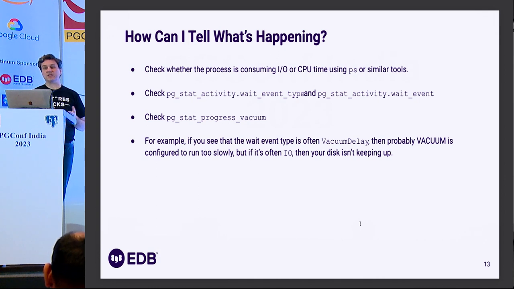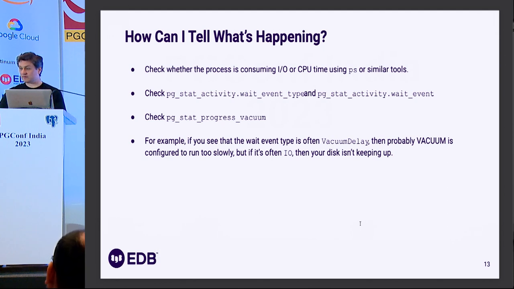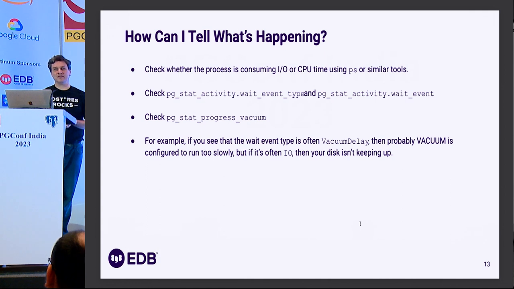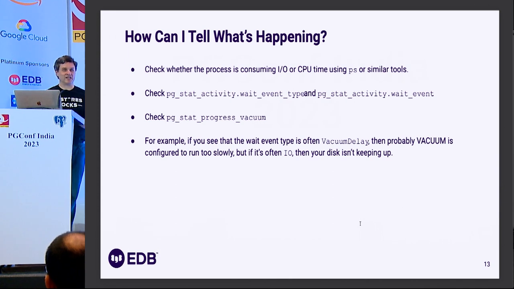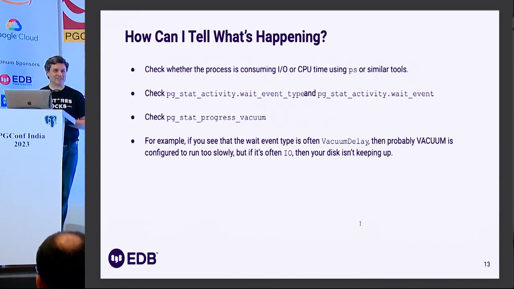For example, if we see that the wait event is VacuumDelay, then we know that that vacuum process is intentionally slowing itself down. So then we have that problem that I mentioned earlier. We need to configure it to run faster. Or if we see that the wait event type is I/O, and that keeps happening, not just one time, but over and over and over again, well, then we know we're waiting for the disk. PostgreSQL cannot be faster than your disk. Many customers ask for this, but I can't do it.